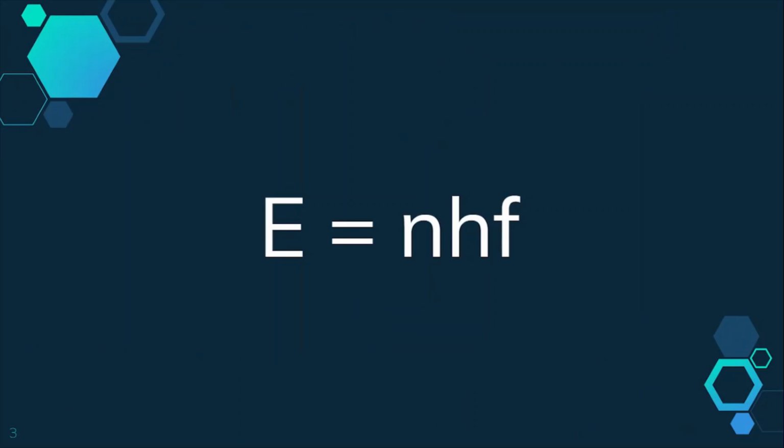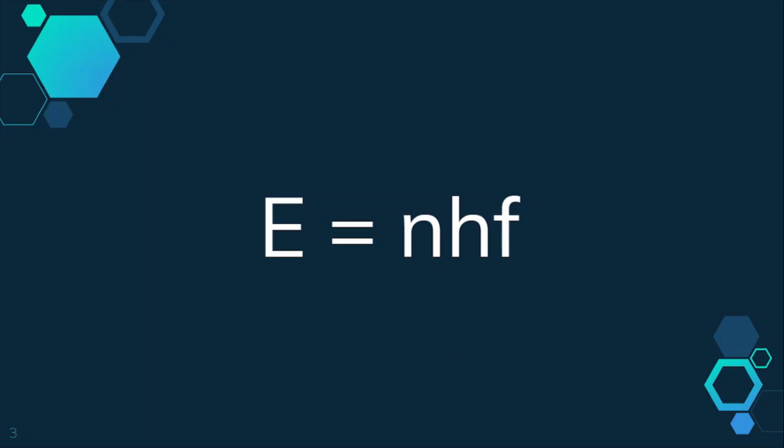Planck then created the equation E equals nhf, E being energy, n being any integer, h being Planck's constant, and f being frequency of radiation. The n value in this equation results in the energy being quantized, and this is what we call Planck's hypothesis. This means that the energy will be within a set of accepted values, with all other values being rejected.